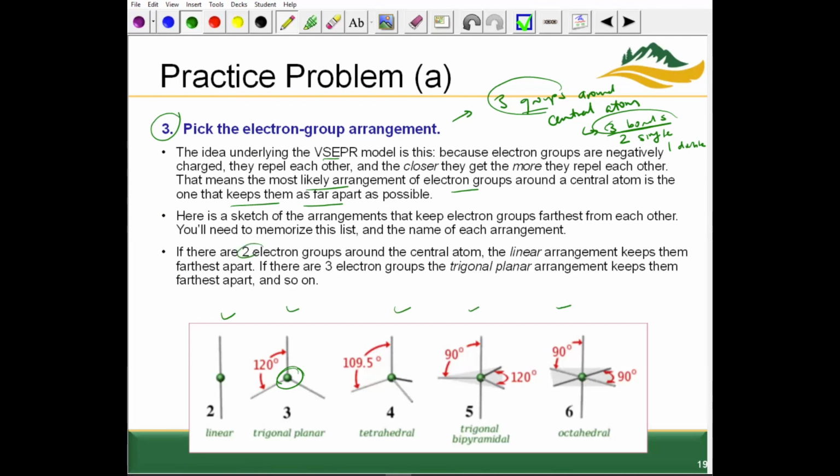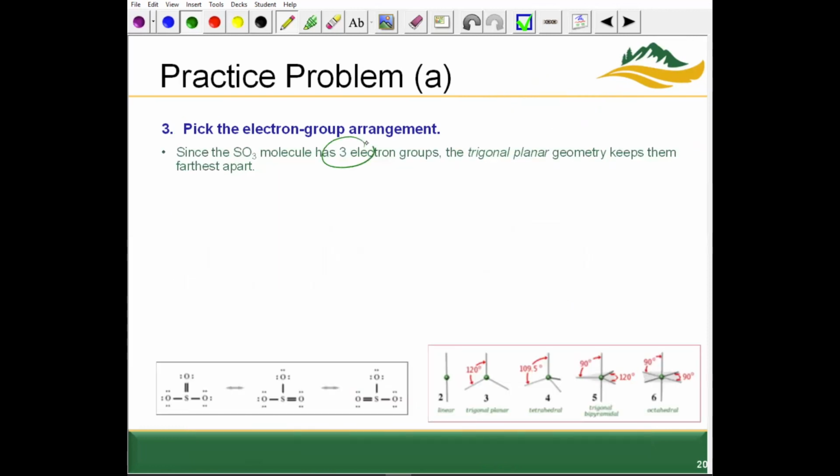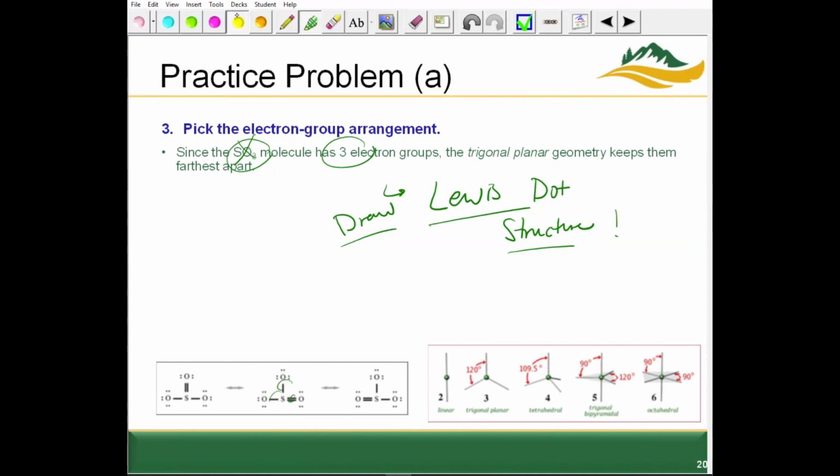If there are 2 electron groups around the central atom, we know that's linear. 3 groups, that's that idea of a trigonal planar geometry. Because there are 3 electron groups around the central atom of sulfur in this compound, and we figure that out importantly by drawing the Lewis dot structure. Do not rely on just looking at the formula. Draw the Lewis dot structure to figure out the number of electron groups. So with 3 groups around the central sulfur, we know this is a trigonal planar geometry.